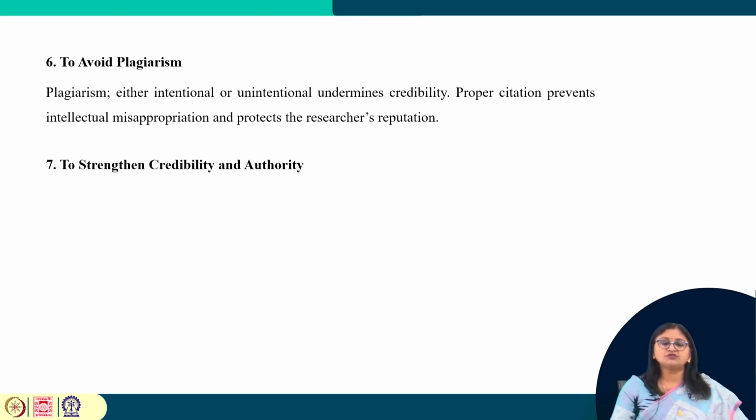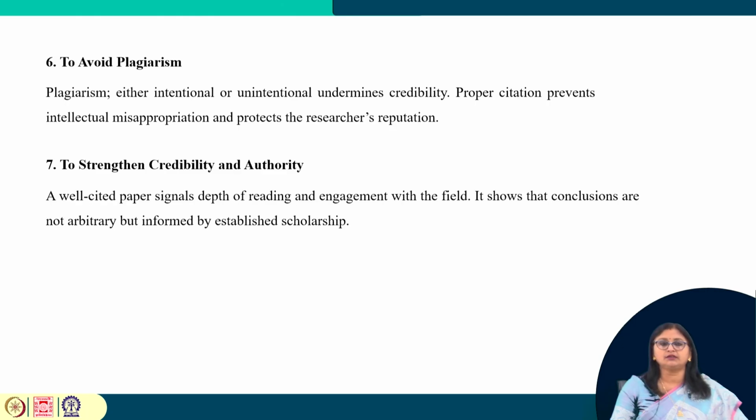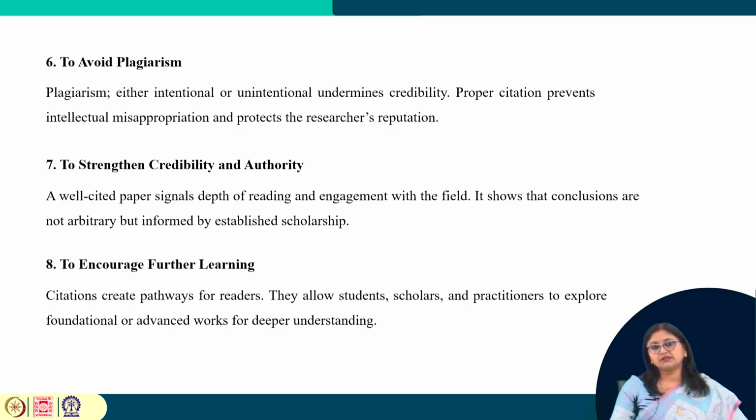The seventh need is to strengthen credibility and authority. A well-cited paper signals the depth of reading and engagement with the field. It shows that the conclusions are not arbitrary, but informed by established scholarship. Here, scholarship means scholarly work. The eighth need is to encourage further learning. Citations create pathways for the readers. They allow students, scholars and practitioners to explore foundational or advanced works for deeper understanding.